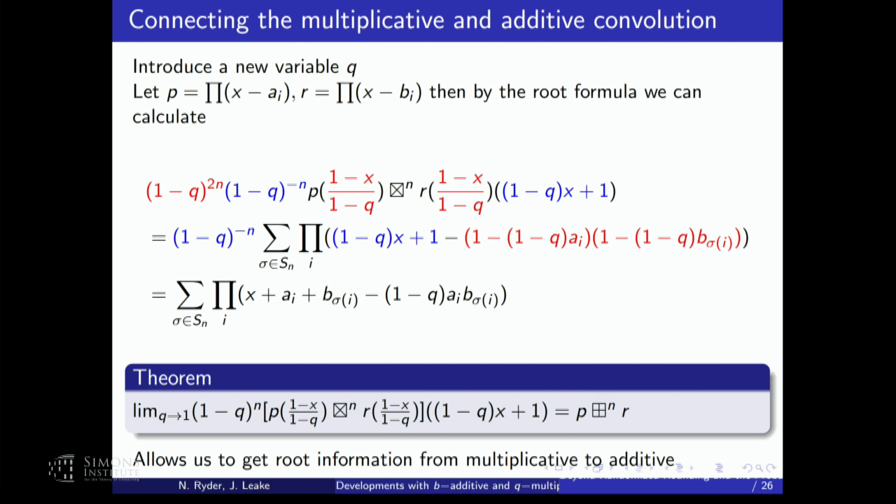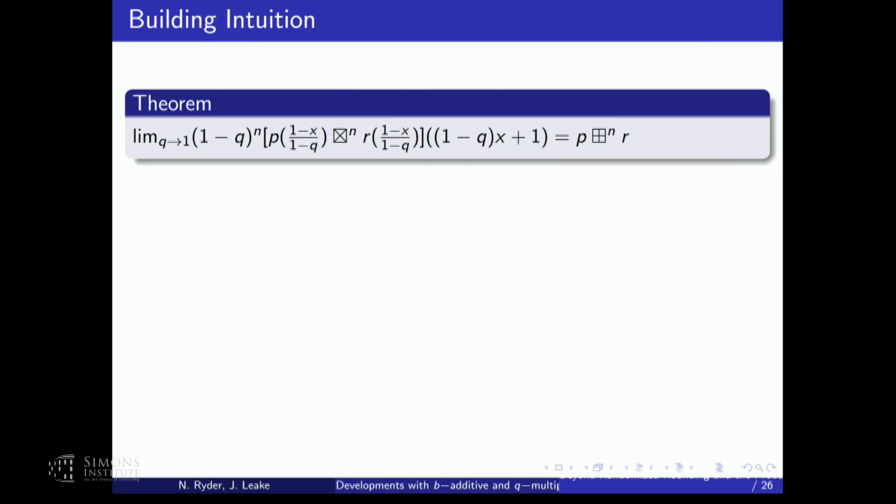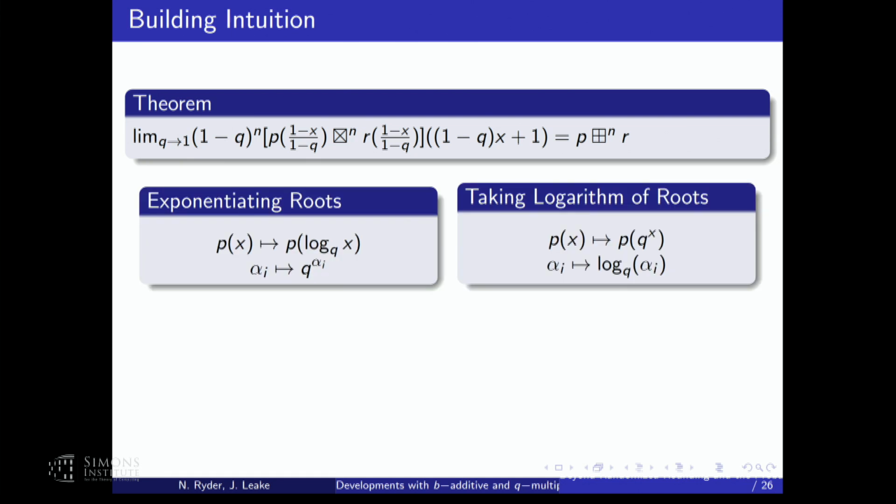And notice this all makes sense. These are still polynomials in x, so the multiplicative convolution is well defined. I can postcompose here. Everything is good. And in fact, this converges uniformly on compact sets. But this is a kind of a mess. So what's the intuition here? Well, there's actually some really nice intuition, I think.